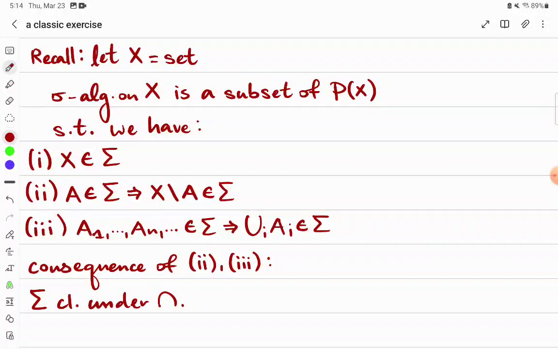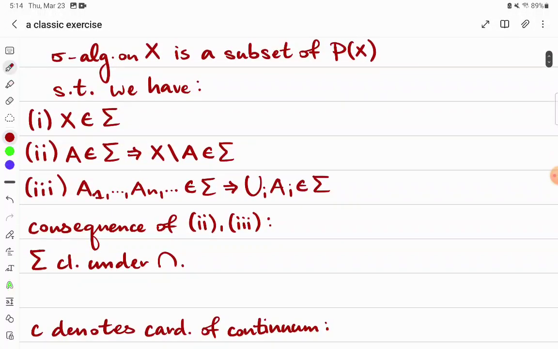Now, an immediate consequence of 2, 3, and De Morgan's laws shows that, in fact, if a sigma algebra is closed under complements and countable unions, it must be closed under countable intersections as well. So this is what it means to have a sigma algebra on a set.